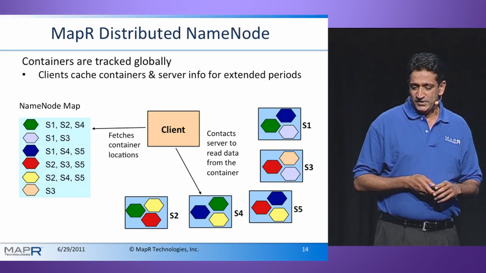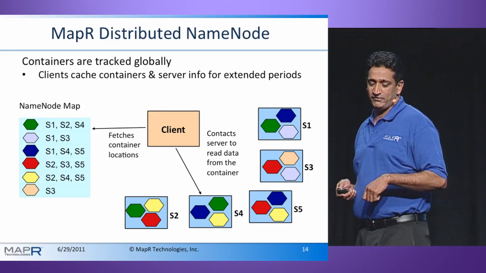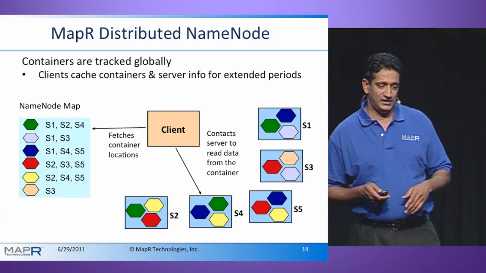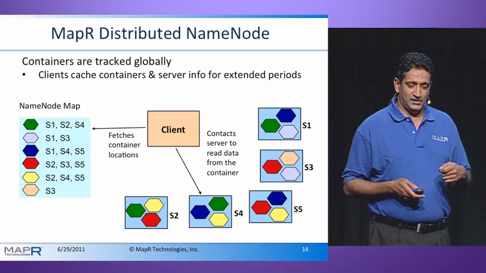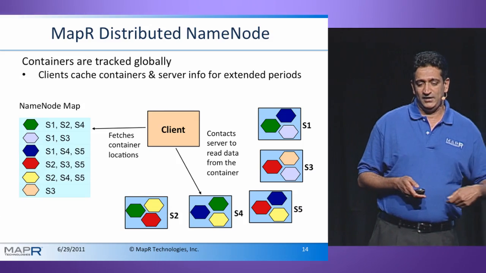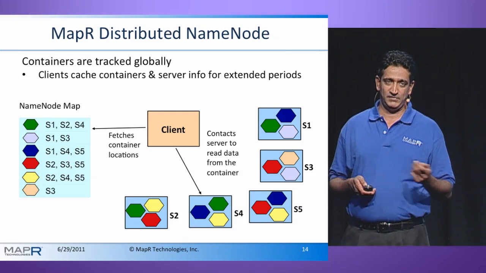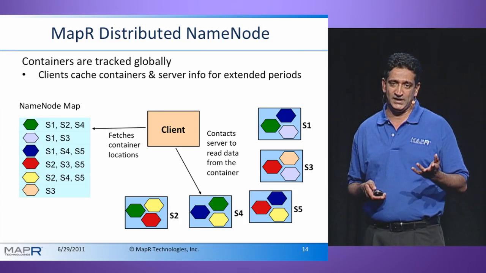In the MapR distributed name node, containers are tracked globally. The clients cache containers and server information for extended periods. And the client can talk to any server and do a read. But there's a name node map that keeps track of all the containers and their server locations. So if the client has a cache miss, it talks to the name node map, fetches the container locations, and contacts the server to read it.